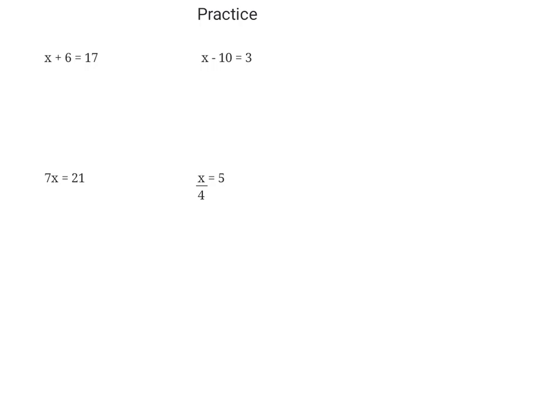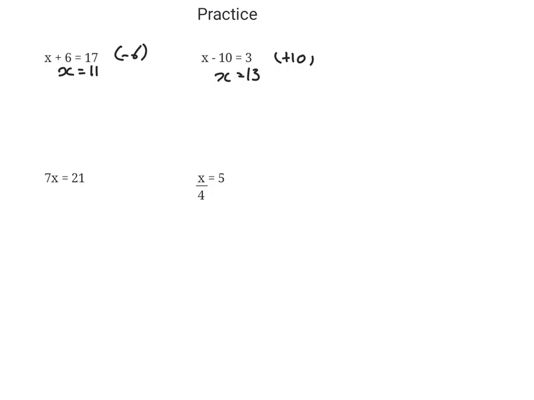Okay, so this first one we want to cancel out the adding 6 by subtracting 6 from both sides. So subtracting 6 is going to cancel out the adding 6 to leave us with x, and subtracting 6 on this side is going to give us 11. On this next one we're going to do the cancelling by adding 10. So we get x, and adding 10 gives us 13.